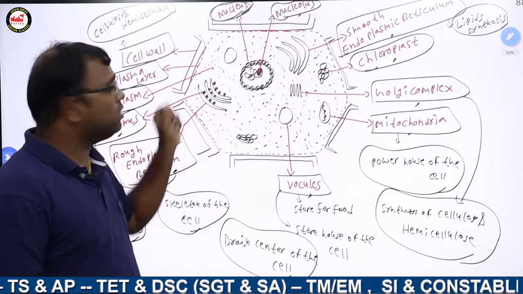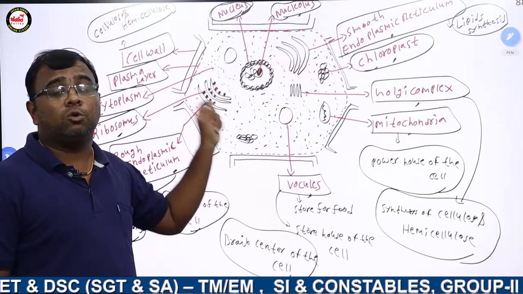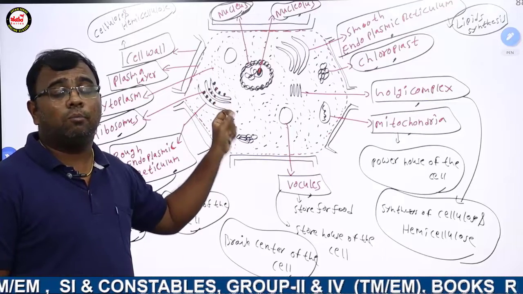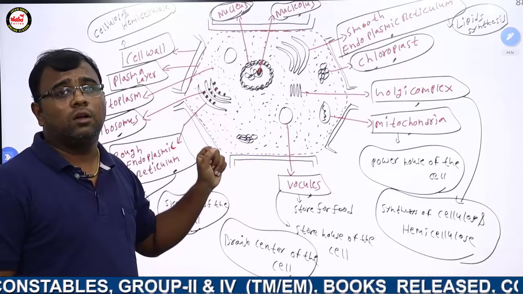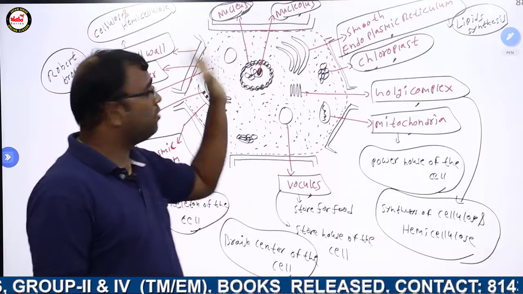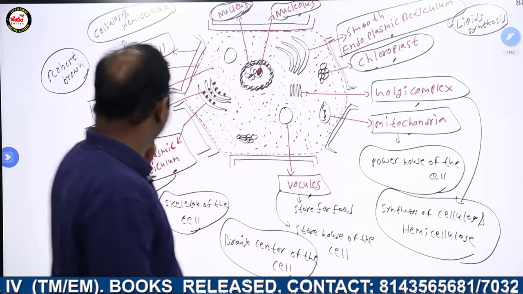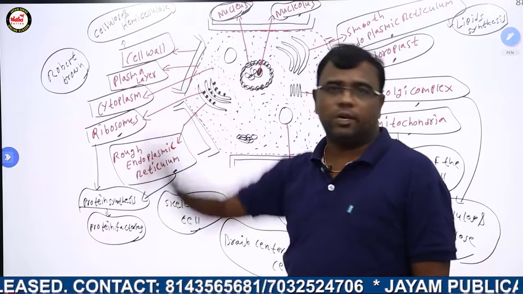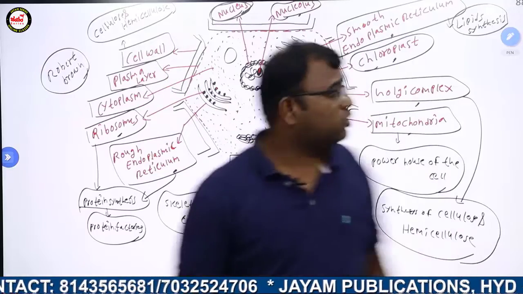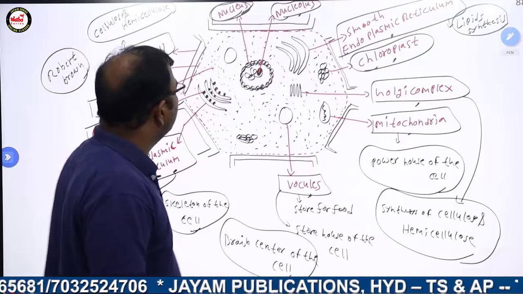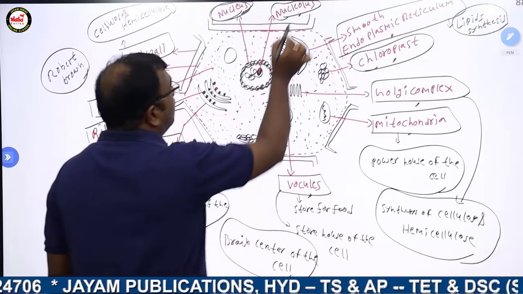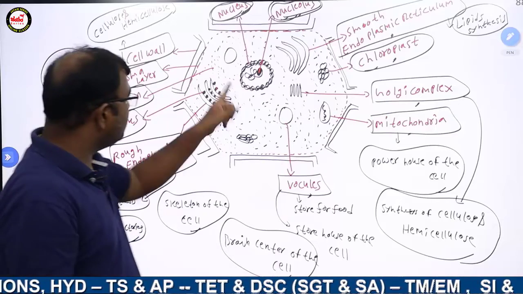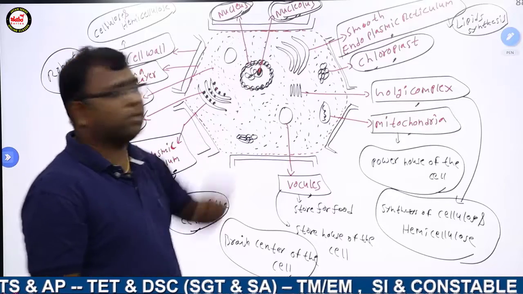The nucleus function is to control all body parts of plant cells. That is also called the brain center of the cell. The nucleus is discovered by which scientist? Robert Brown. And next, inside the nucleus, the nucleolus is present.